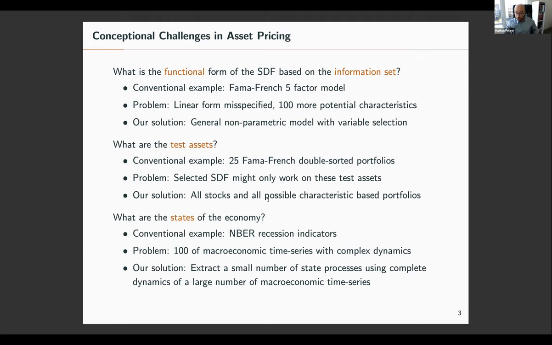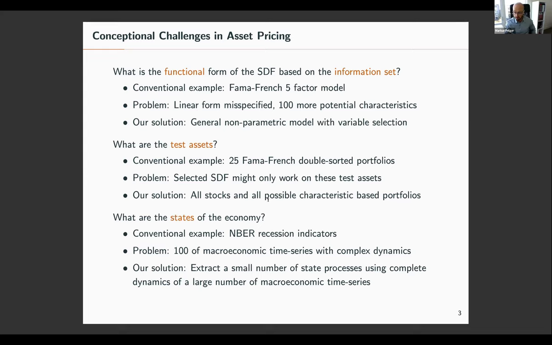Number two is a very important problem. Unfortunately, it has not received the attention it should in the literature, and that's about test assets. So I need test assets to evaluate which asset pricing model is good or bad, and I also need to calibrate an asset pricing model. Very popular test assets are the 25 Fama-French portfolios, double sorted on size and book-to-market ratio. The issue is, if I have an asset pricing model that can price those 25 test assets, it doesn't mean that it's going to work on other test assets.